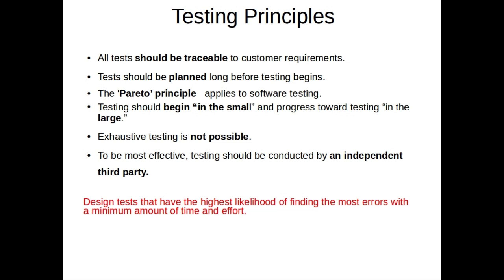3. The Pareto principle applies to software testing. Stated simply, the Pareto principle implies that 80% of all errors uncovered during testing will likely be traceable to 20% of all program components. The problem, of course, is to isolate these suspect components and to thoroughly test them. 4. Testing should begin in the small and progress towards testing in the large. The first tests planned and executed generally focus on individual components.